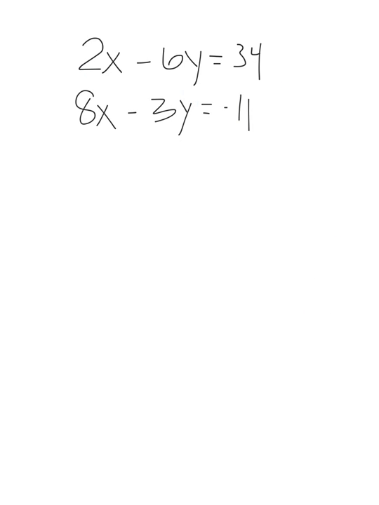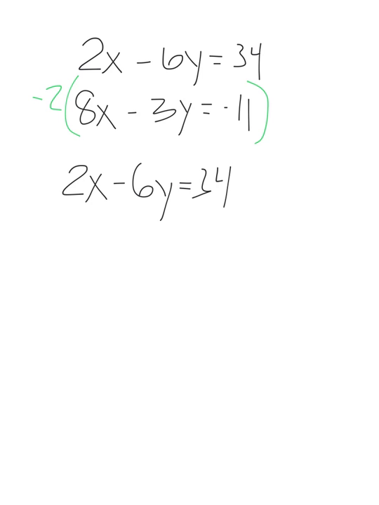Now there is a different way we could solve this problem. We can also eliminate y, but instead of multiplying by positive 2, I could actually multiply by negative 2. If we multiply our second equation by negative 2 to eliminate y, we'd end up with the following. Our first equation would stay the same, 2x minus 6y equals 34. And now we multiply each of our terms in our second equation by negative 2. Be careful with our signs: negative 16x plus 6y equals positive 22.